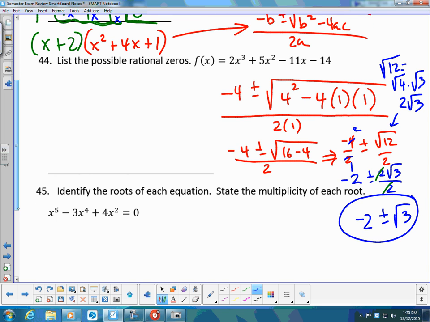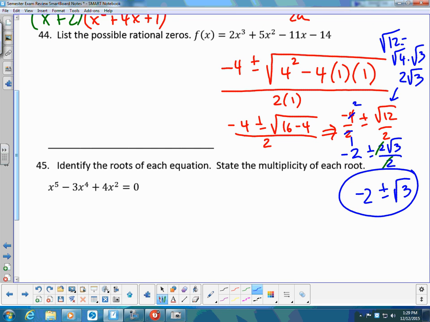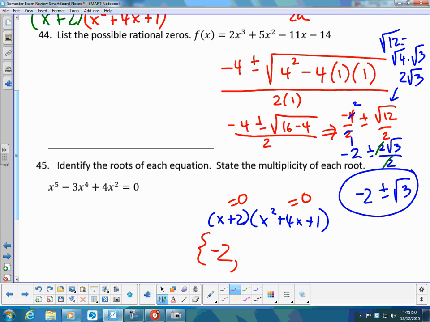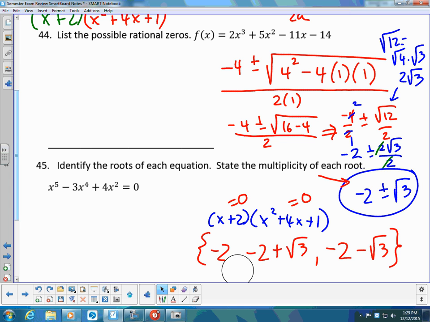So we're taking a lot of room on this problem, but the roots, remember we had x plus 2 times this x squared plus 4x plus 1. When I set this equal to 0, I get negative 2, so that's one of my roots. And when I set this equal to 0 and solve, I get these two roots, negative 2 plus square root of 3 and negative 2 minus square root of 3. So these are our three roots. Hopefully you can tell that's a negative 2 and a comma. All right, so that's the answer for 43.